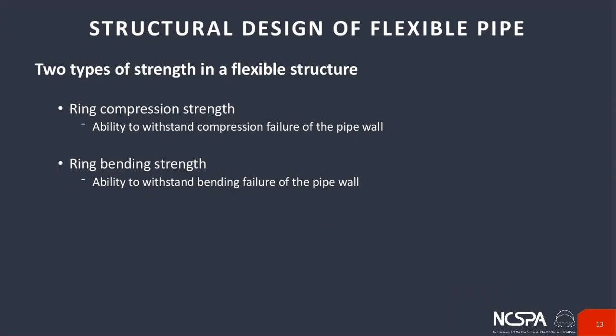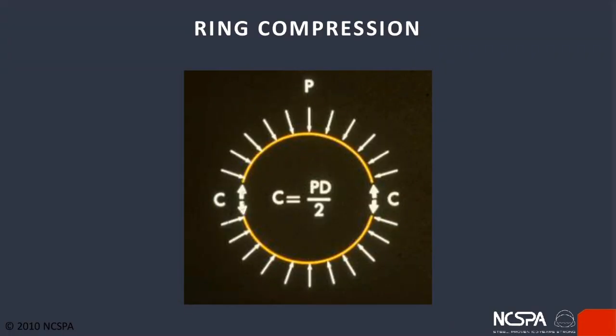This again is calculated by evaluating both the ring compression strength of the pipe, also known as the thrust, and a pipe's ability to withstand the bending failure of the pipe wall. The thrust or ring compression is calculated by combining two factors, dead load and live load, then multiplying that combined load by the diameter and dividing by 2. Simple and straightforward, right?